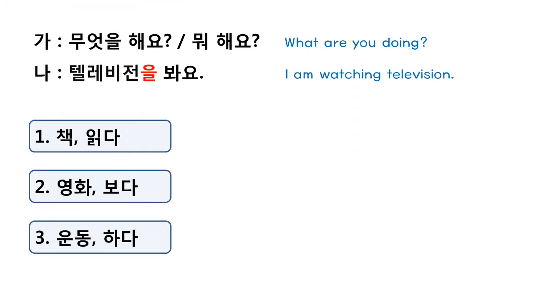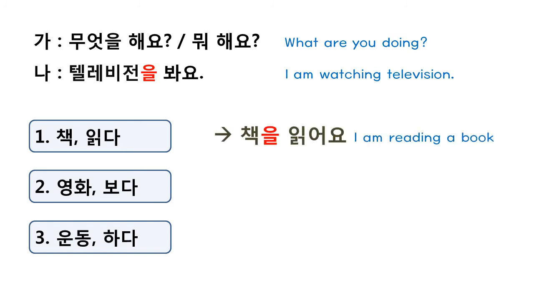So in example 1, we have the word 책 and the verb 읽다. So book and read. So how do we make a sentence? 책을 읽어요. We have to add 을 because 책 is the object, right? It's not the book that's reading. The subject is me, right? I'm reading a book. So we need to add the object marker to book. 책을 읽어요. And we have to conjugate 읽다, the verb, into the present tense.